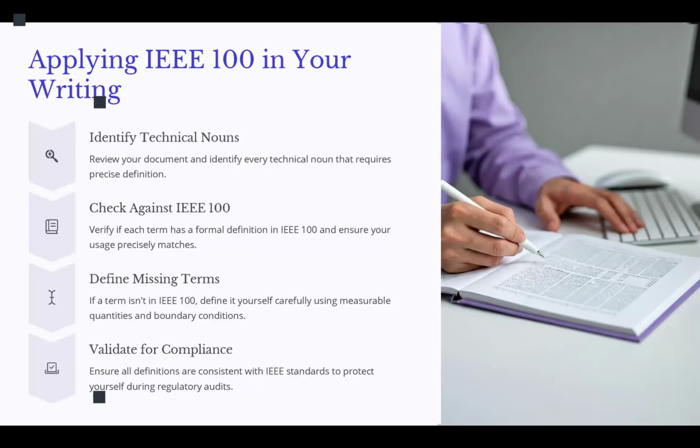Now, when you cross-check with the IEEE 100 definition, you have to rewrite or modify what you wrote for that terminology. And then validate for consistency again, double check that you didn't miss anything. So this is the step by step. Identify the nouns and the adjectives, cross-check against the IEEE 100, modify it, double check.